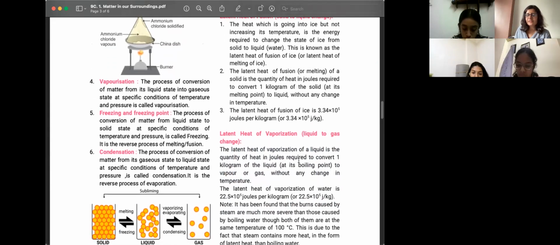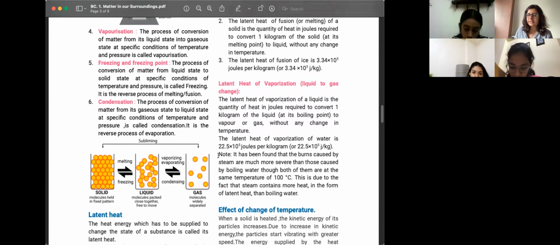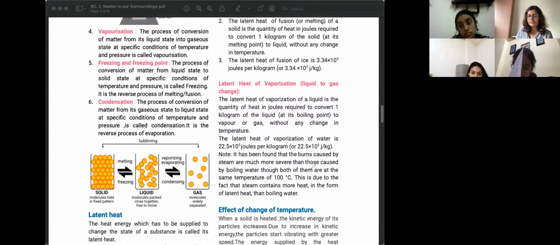So an application of this: why do you need to know the energy, especially when it comes to latent heat and energy related to phase conversions? See, this is one case. It has been found that burns caused by steam are more severe than those caused by boiling water. Take 100 degrees Celsius steam, just converted, versus 100 degrees Celsius water.